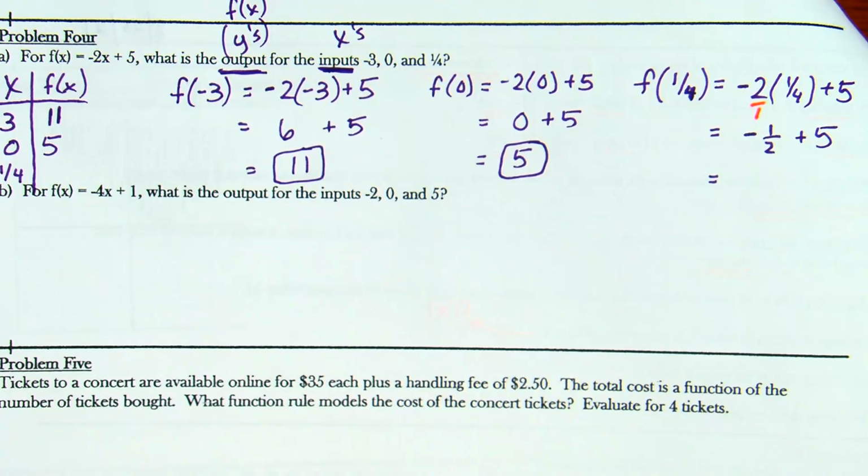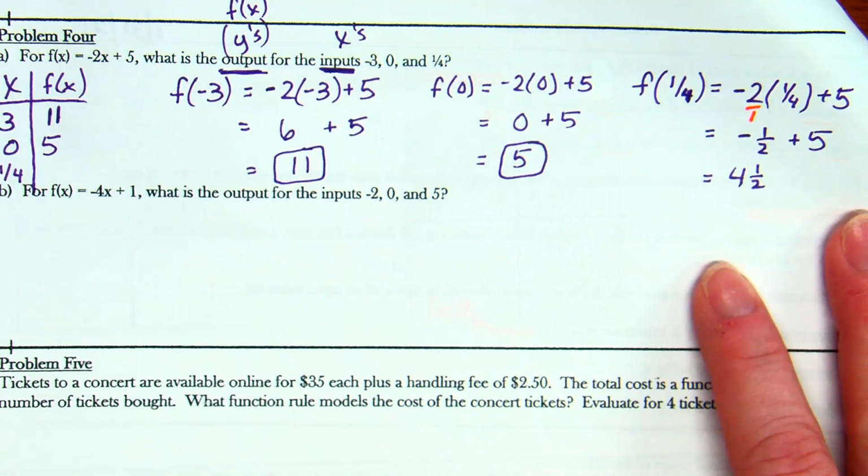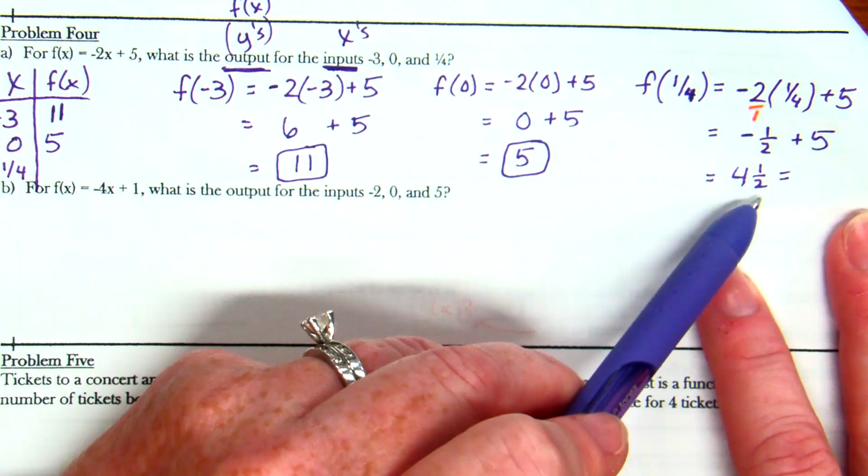However, MathXL never wants 4.5. I can guarantee that. Maybe they'll take a decimal. How do I make this improper? Multiply the 2 times the 4, add the 1. Good. 2 times 4 is 8, plus 1 is 9 over the original denominator of 2. So 9/2.